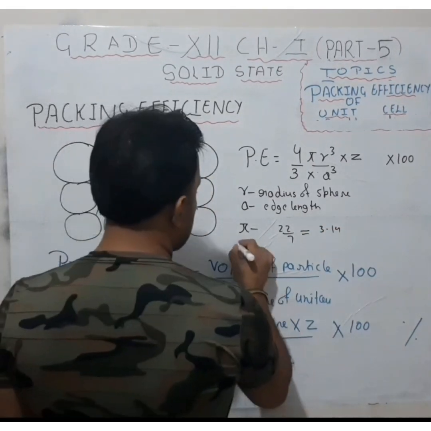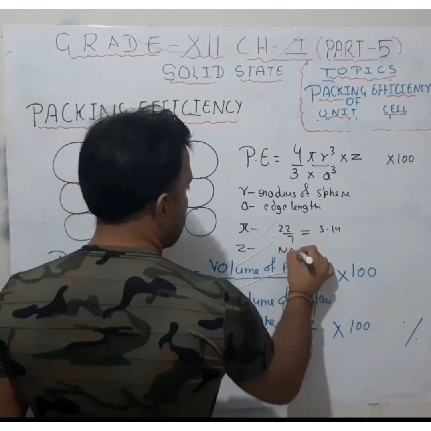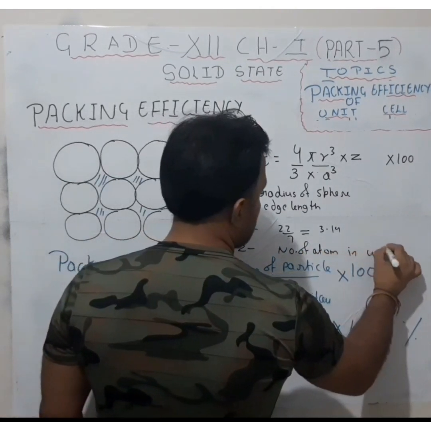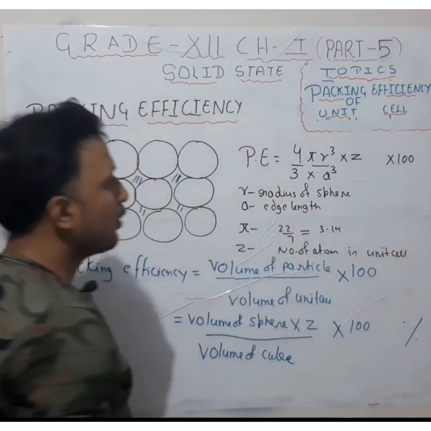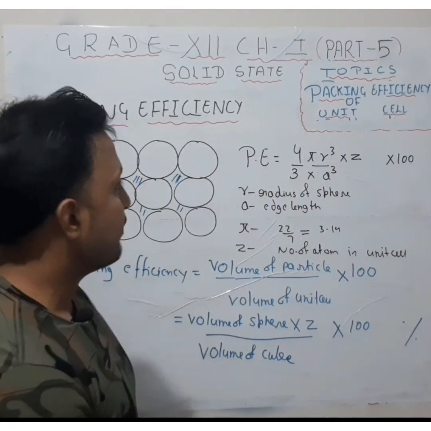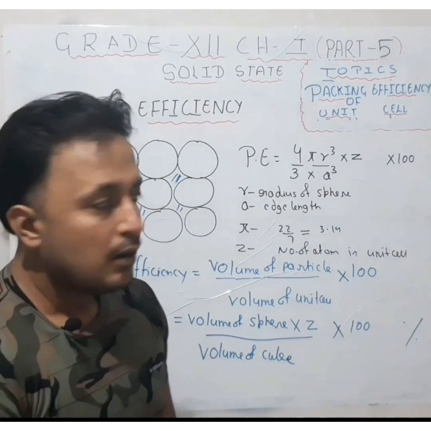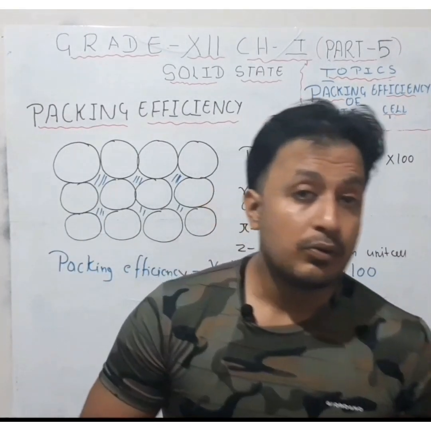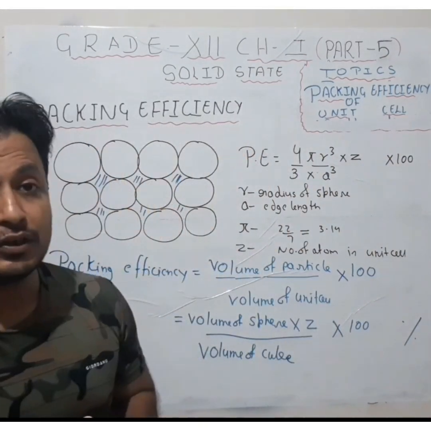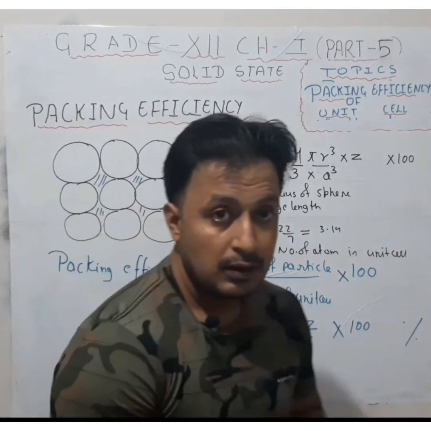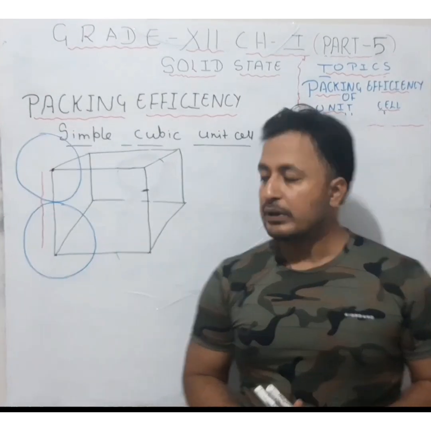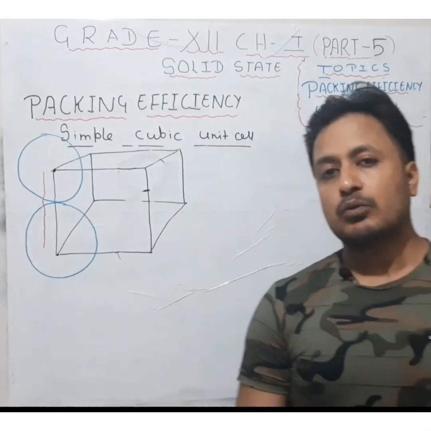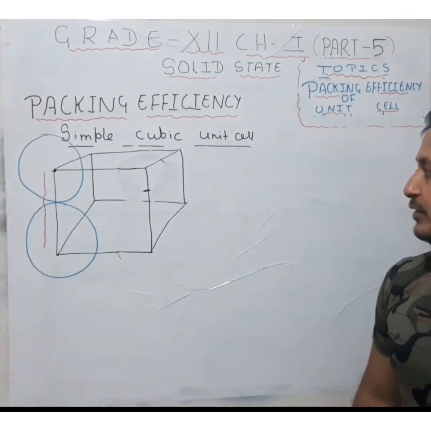Then Z, we all know, is the number of atoms in a unit cell. So that is how you are going to calculate the packing efficiency in a unit cell. Now we know that there are different types of unit cell, so we are going to calculate the packing efficiency of different types of unit cell. Now we are going to calculate the packing efficiency of the simple cubic unit cell. One by one we are going to calculate the packing efficiency of all types of unit cell.